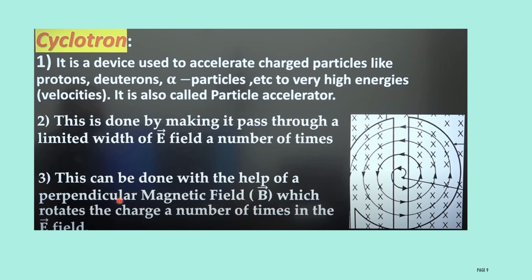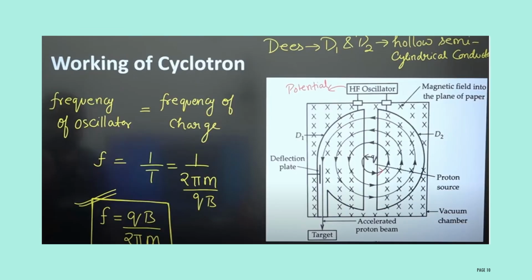If you apply a magnetic field perpendicular to the direction of the electric field, then that charged particle will acquire a force and move with high velocity, otherwise it will get accelerated, and after covering a particular width, it will change direction. Even though it is changing direction, the acceleration of the charged particle will not vary; it will be accelerated always. Let us discuss in detail the working of a cyclotron.